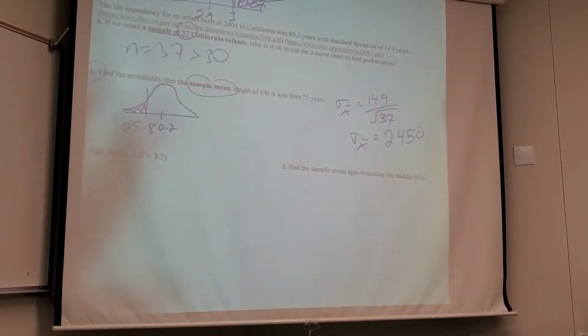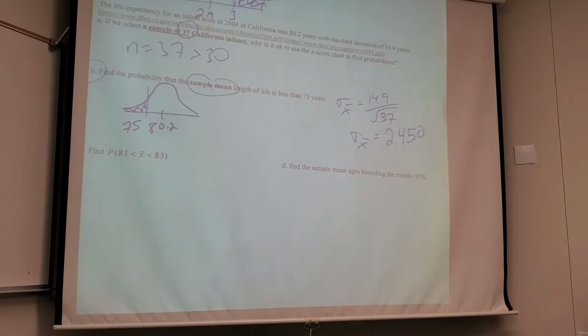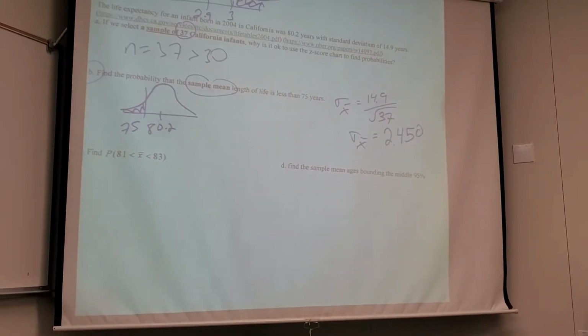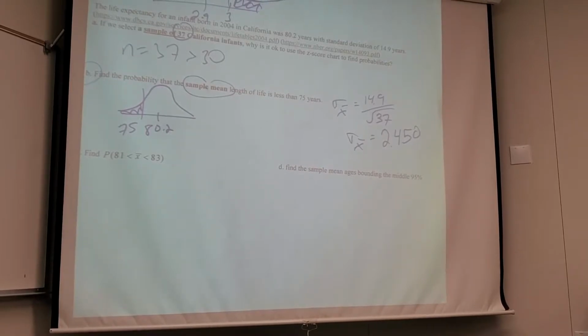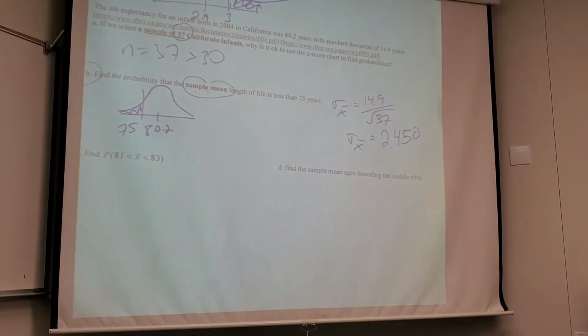And then once I do that little modification, the rest of it is the same as always. Make 75 into a z-score using that spread, look it up. The beautiful thing is this is an area below, so I don't have to do any 1 minus for this.